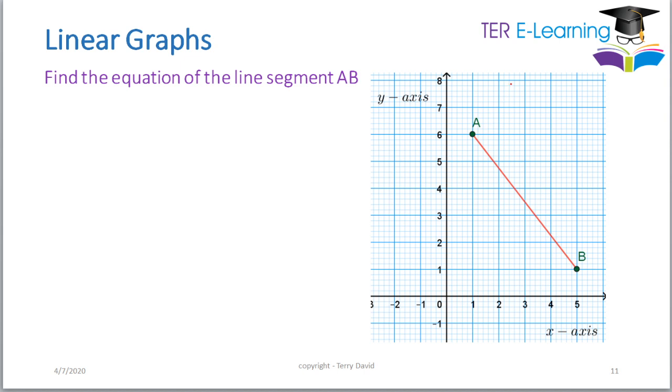I think most of you have an idea how to read off coordinates on a graph. So the point A here is (1, 6), and the point B is (5, 1). So that is A and that's B. The next thing we need to do is make sure I label this x1, y1, and this x2, y2. So let's find the gradient.